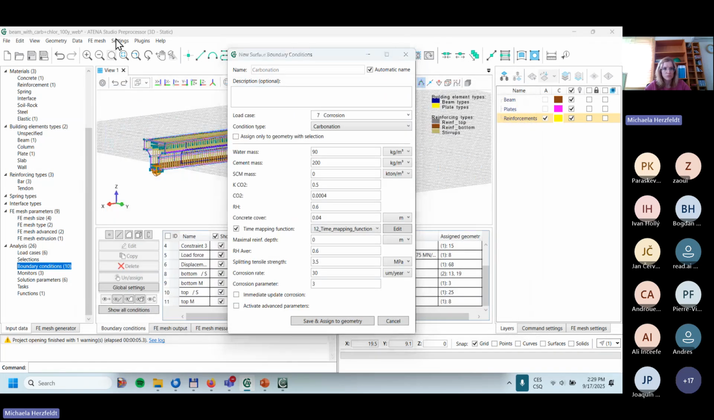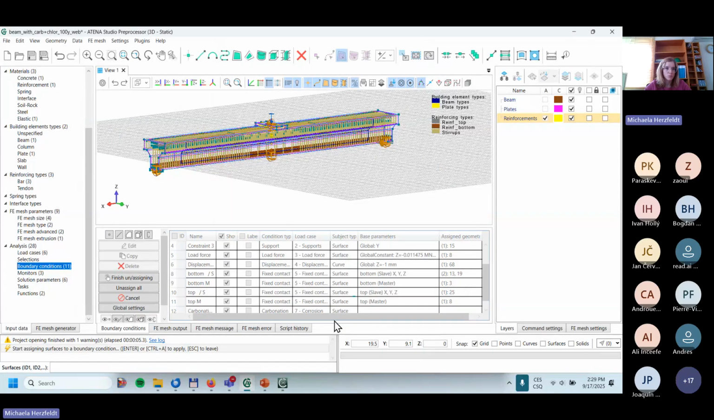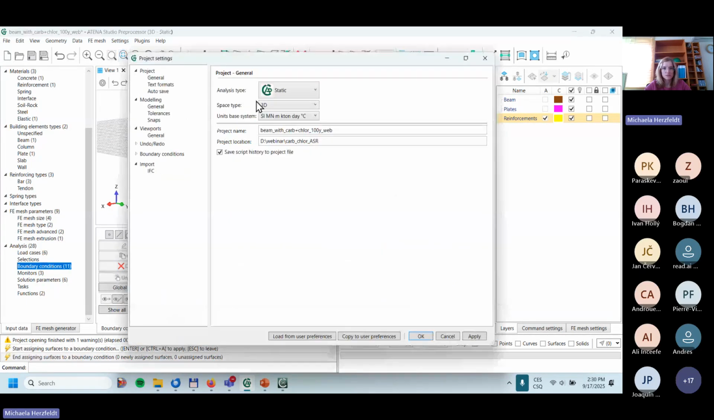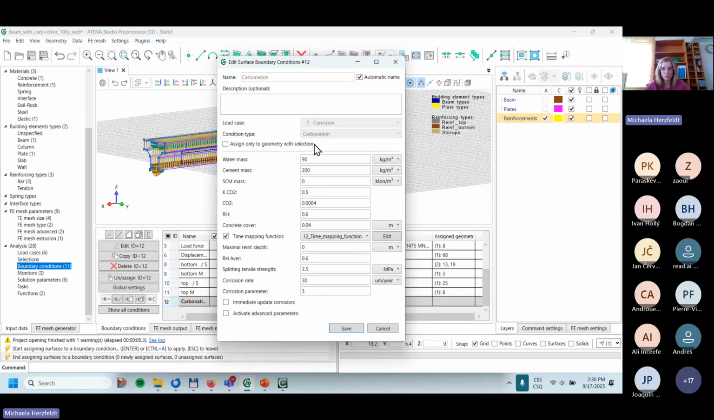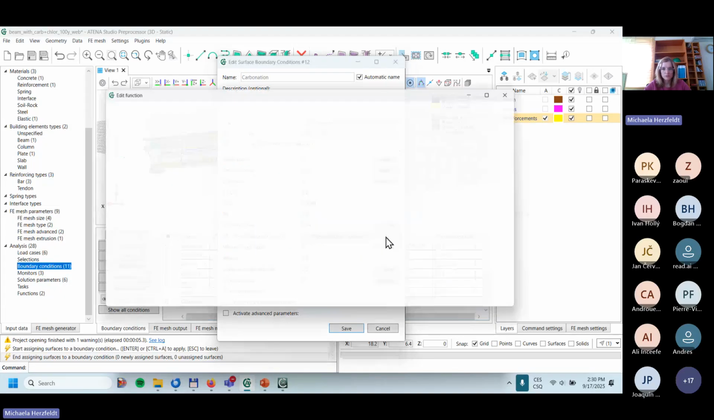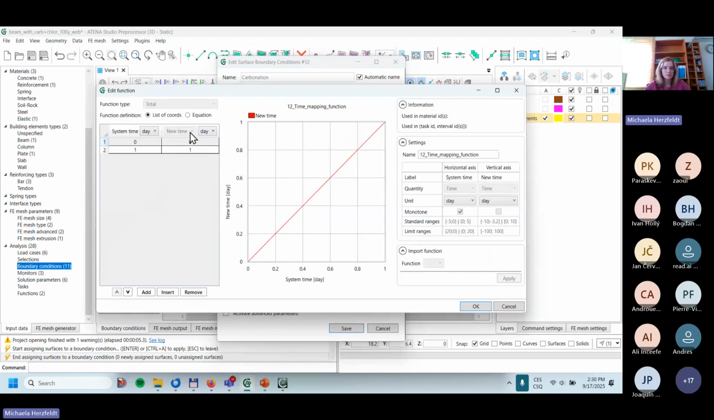Maybe can I open it here? Okay, I will save it and then I go back. So when you go to settings and projects, you can see default units. So the unit-based system is like this, and the time unit is day. Then we can go back and work on it. So we were in time mapping, so days.